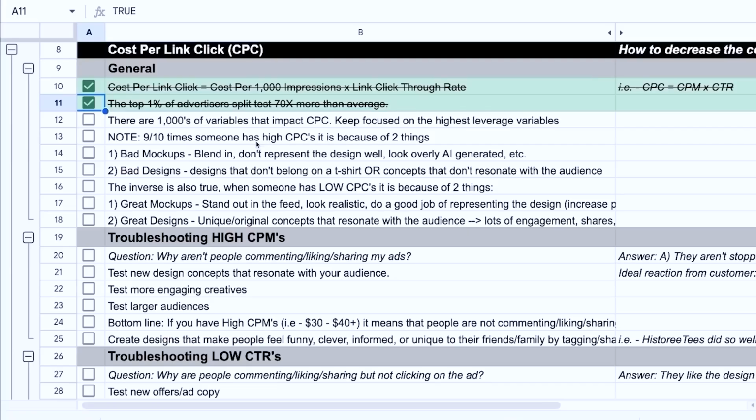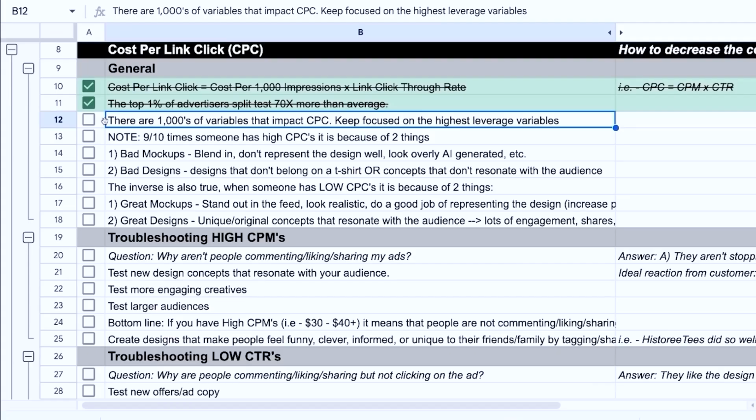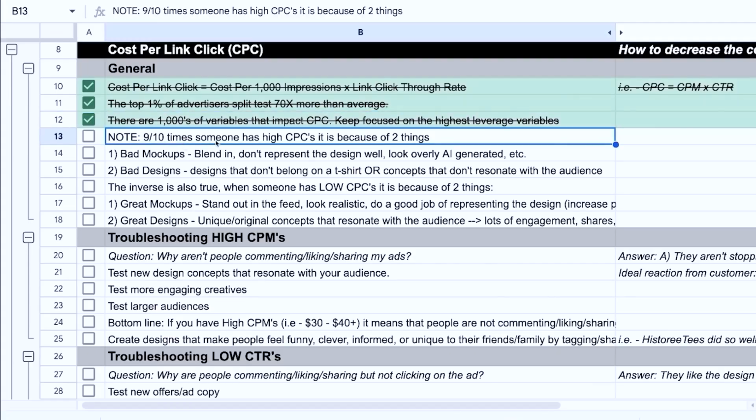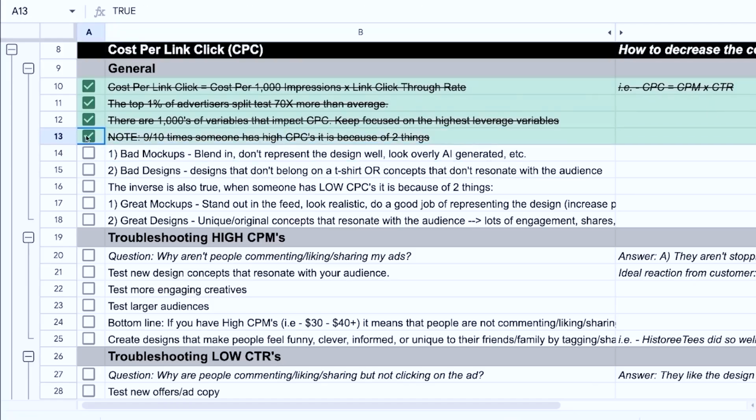That means they're making 70 times more ads. They're coming up with 70 times more ideas. And they're finding 60 plus different things that don't work in order to find the one thing that does work. So there are thousands of variables that impact cost per click. We have to keep focus on the highest leverage variables. And 9 times out of 10, when somebody has a high cost per click, it's because of one of two things. Number one, they have bad mockups.